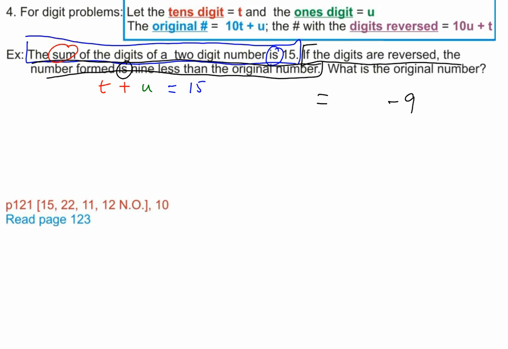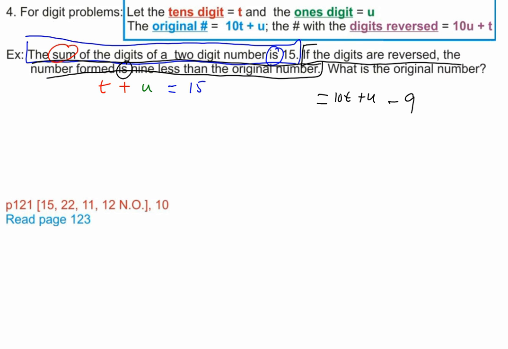And then how do we say the original number? 10t plus u. It's the only way you're going to get that original number. It's the only way, right? How do you get 59? 10 times 5 plus 9. You have to multiply the tens digit by 10 and add the units digit.